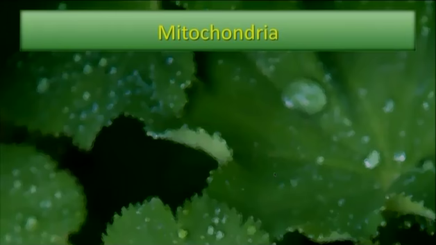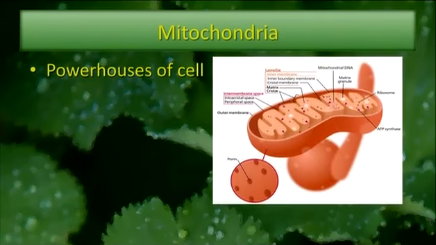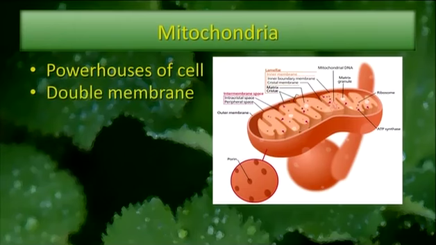Now we have the mitochondria. The mitochondria is actually the powerhouse of the cell. It's another organelle that has a double membrane around it. The outer membrane is relatively smooth, not that bumpy, but the inner membrane is infolded with cristae, as they call it.